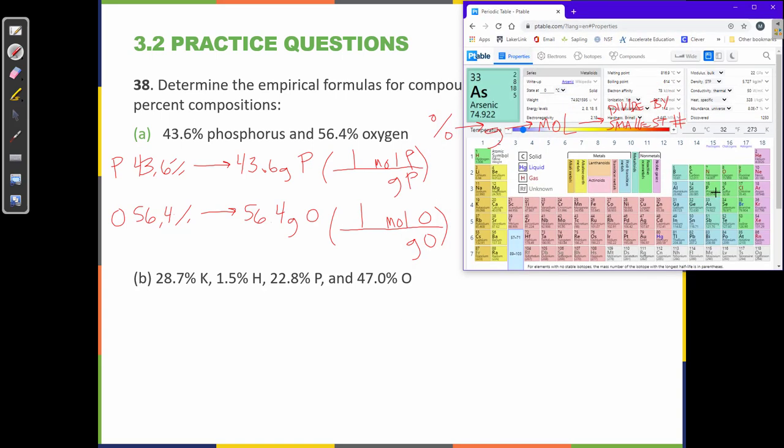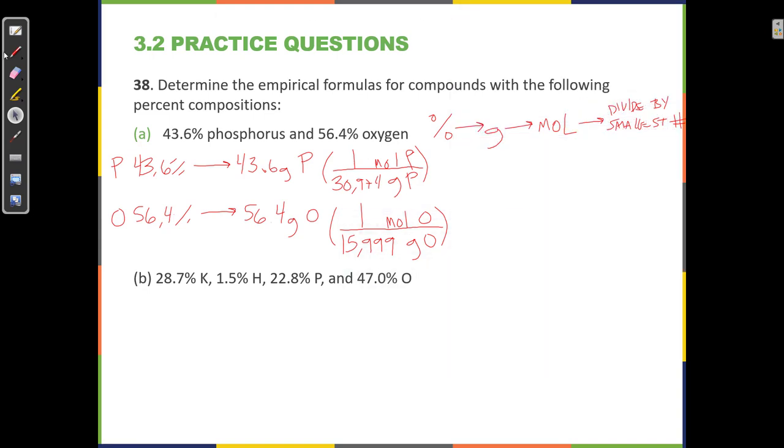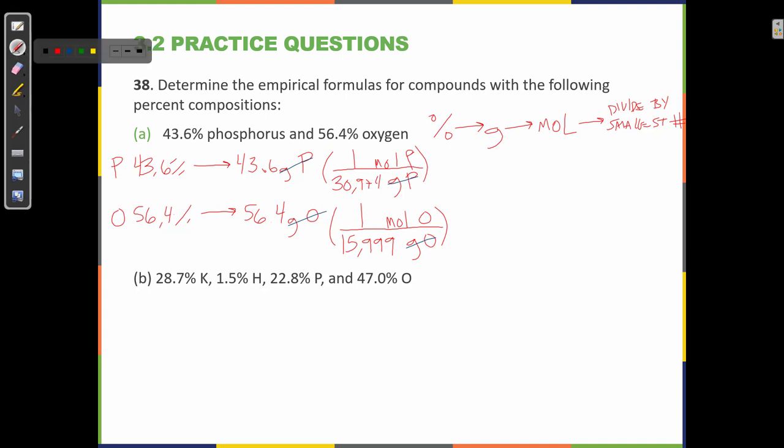Phosphorus, 30.974. Oxygen, 15.999. Okay, so after I cancel my units, grams of phosphorus cancels grams of phosphorus in the numerator and the denominator. Grams of oxygen in the numerator cancels grams of oxygen in the denominator. So now I've converted from percentage to grams and grams to moles. So let's go ahead and do this calculation.